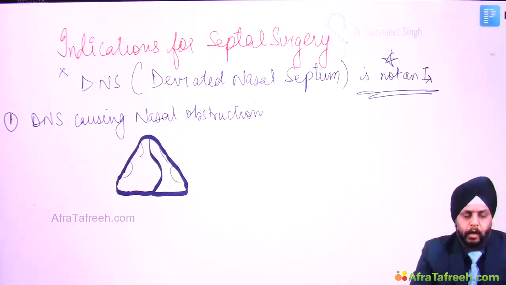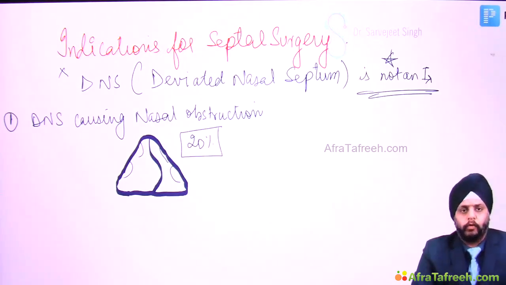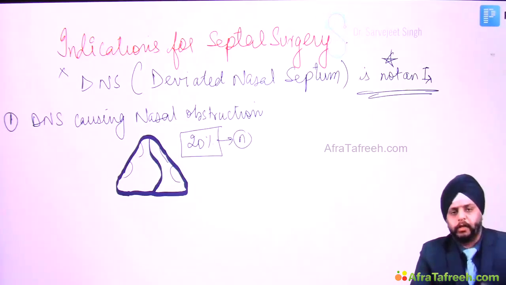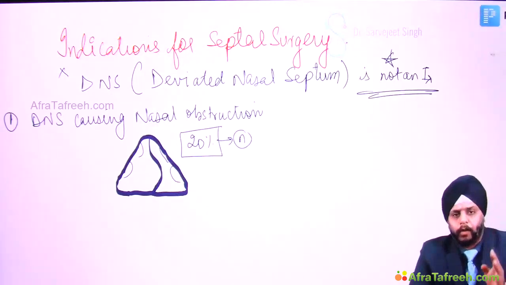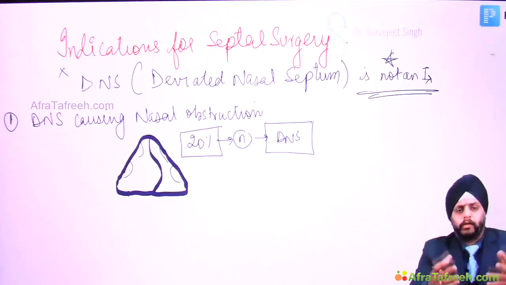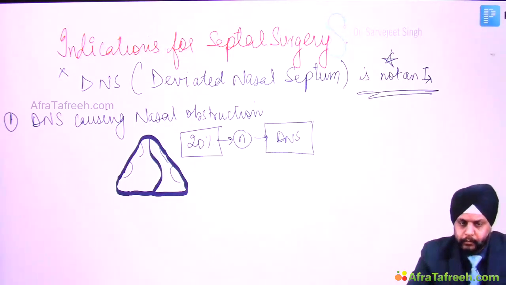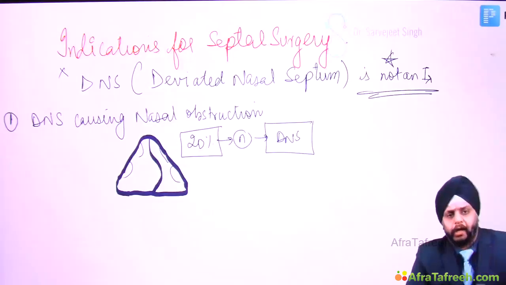However, in 20% of the normal population, some deviation remains throughout their life. The septum is not razor-sharp straight. 20% of normal people will have some sort of DNS, which does not require any treatment because it is not causing any problem. Now, when will it require treatment?